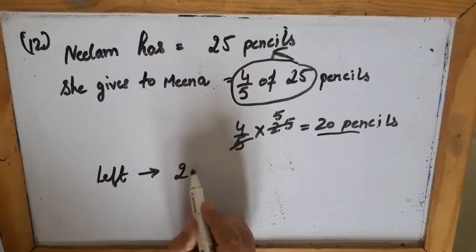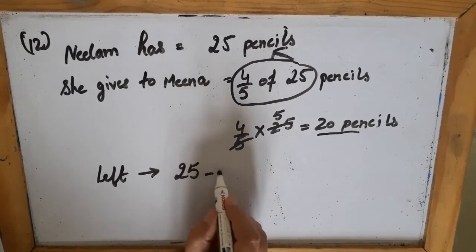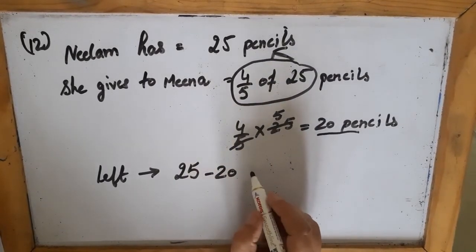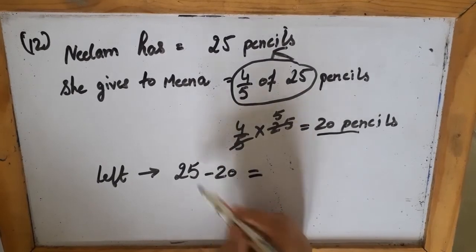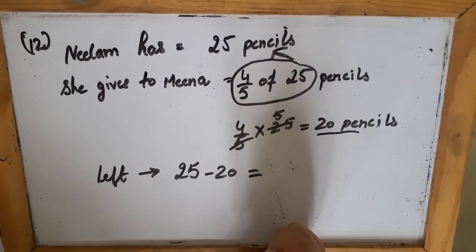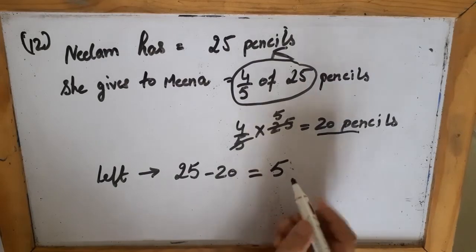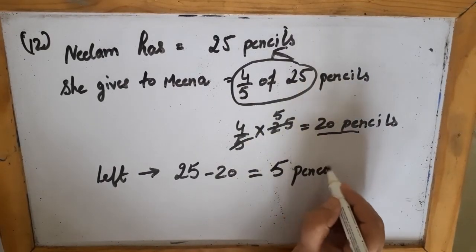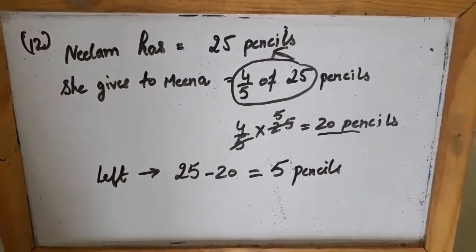Now Neelam had 25 pencils, out of which she has given 20 pencils to Meena. So Neelam had 25 pencils. She has given 20 to Meena. So how much is she left with? She is left with 5 pencils.